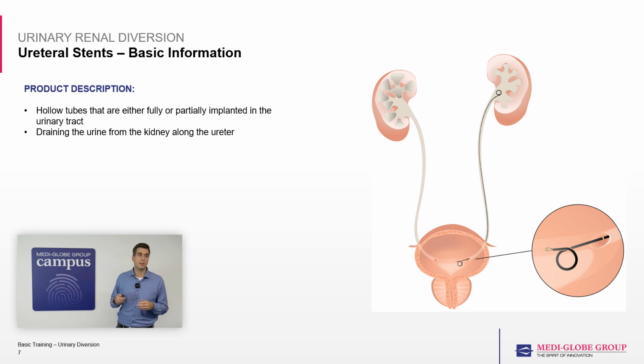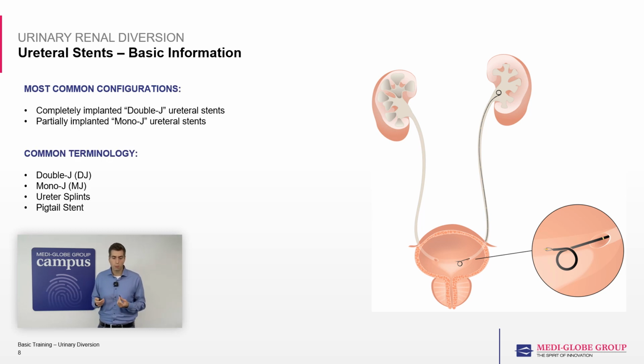Let's now discuss what a so-called ureteral stent is. A ureteral stent is a hollow tube which is fully or partially implanted inside of the urinary tract between the kidney and the bladder, and those stents are used to drain the urine straight from the kidney to the bladder when there is a blockage of the urine flow.